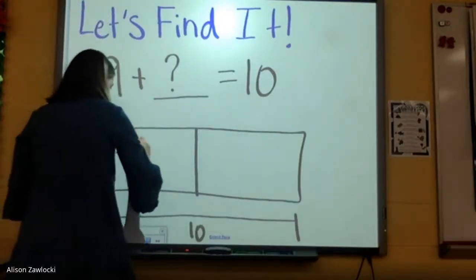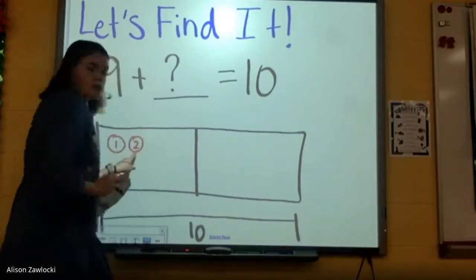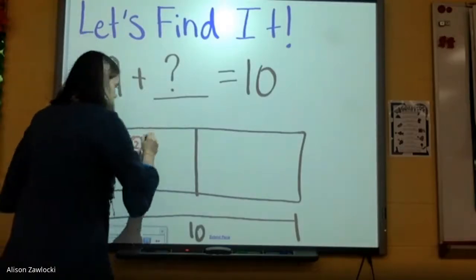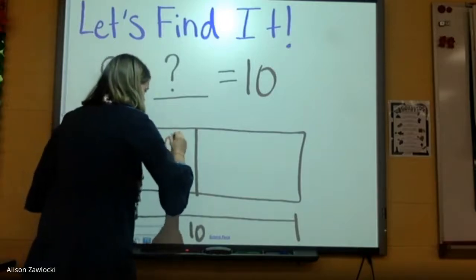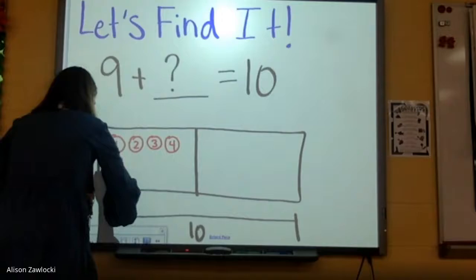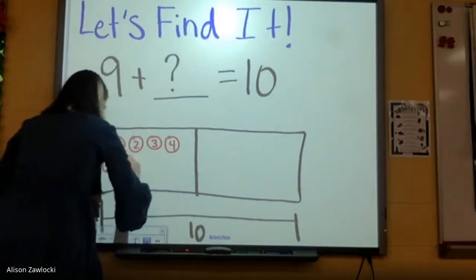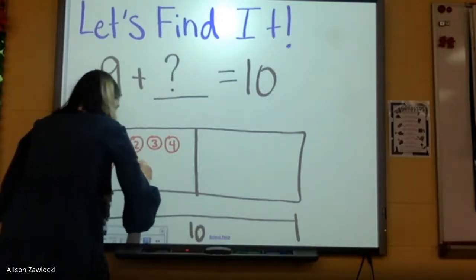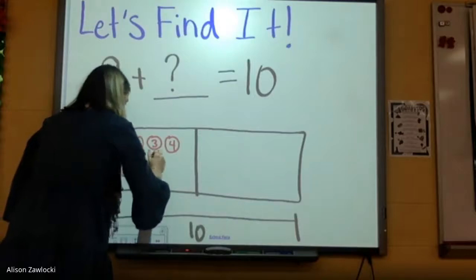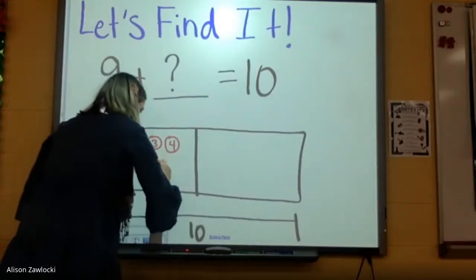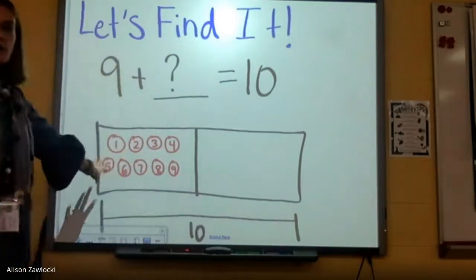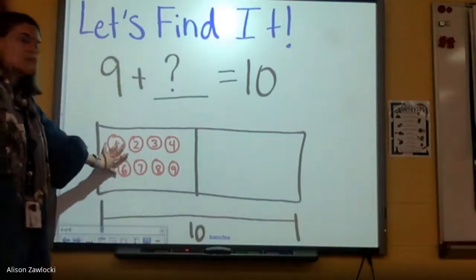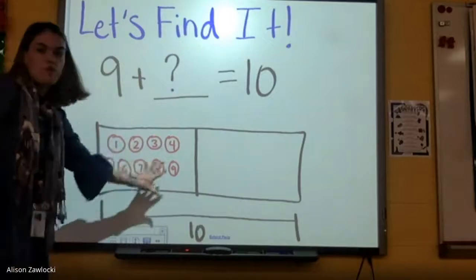1, 2. Notice how I put a 2 in my second one. 3, and I'm going to draw 9. 4, 5, 6, 7. I'm going to write neatly so my teacher can see it. 8, 9. So I drew objects. I drew dots or counters on one of my parts.